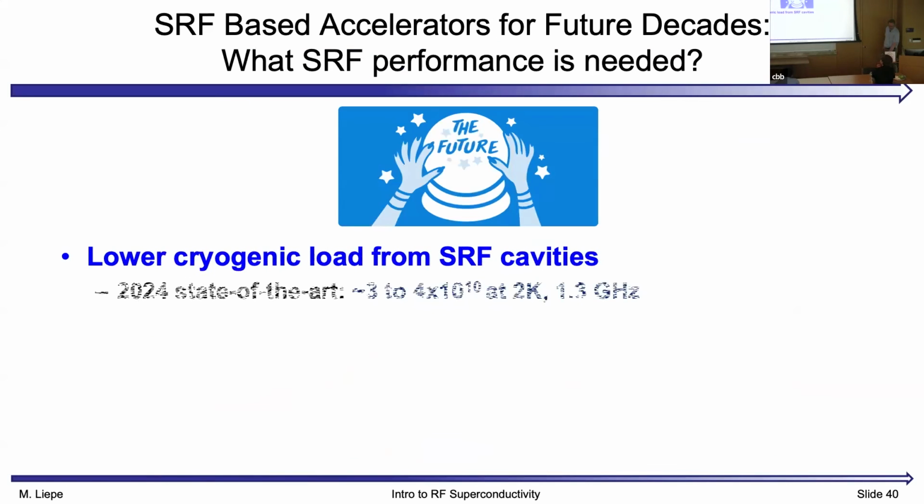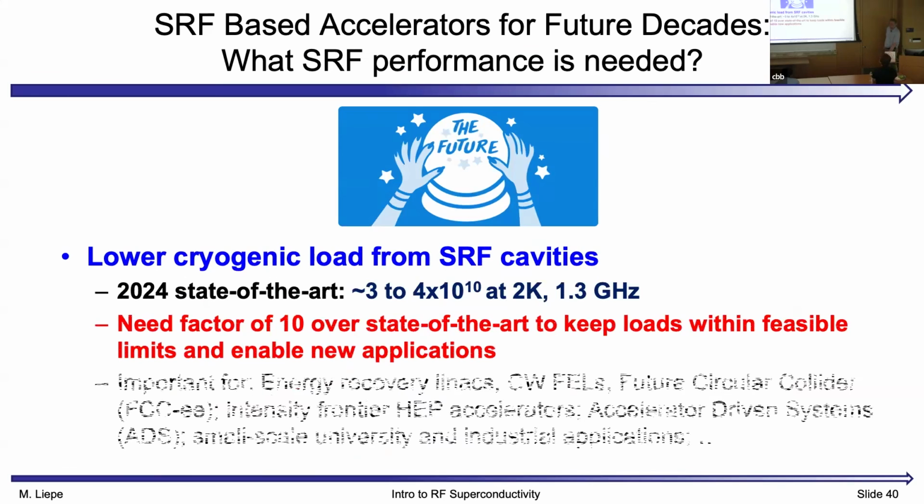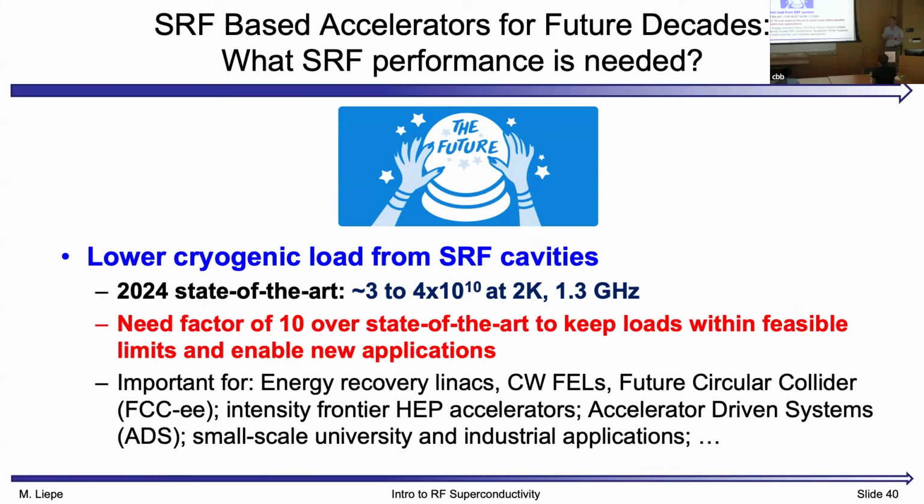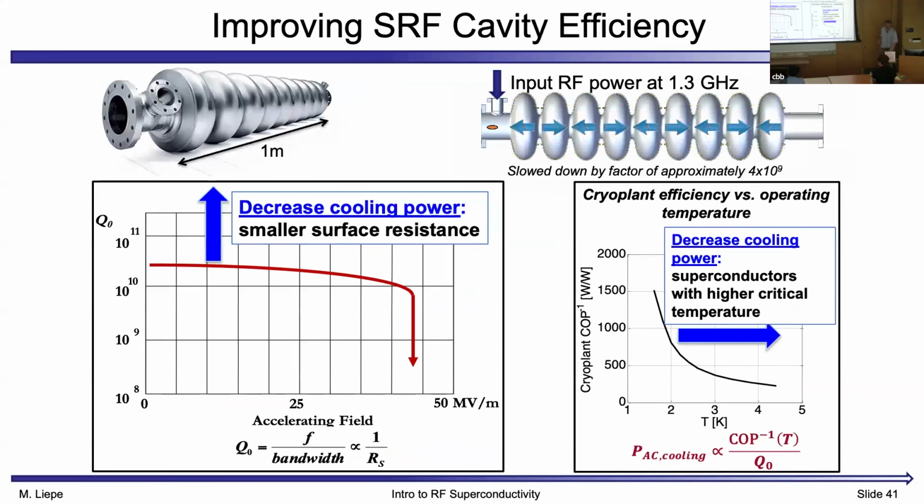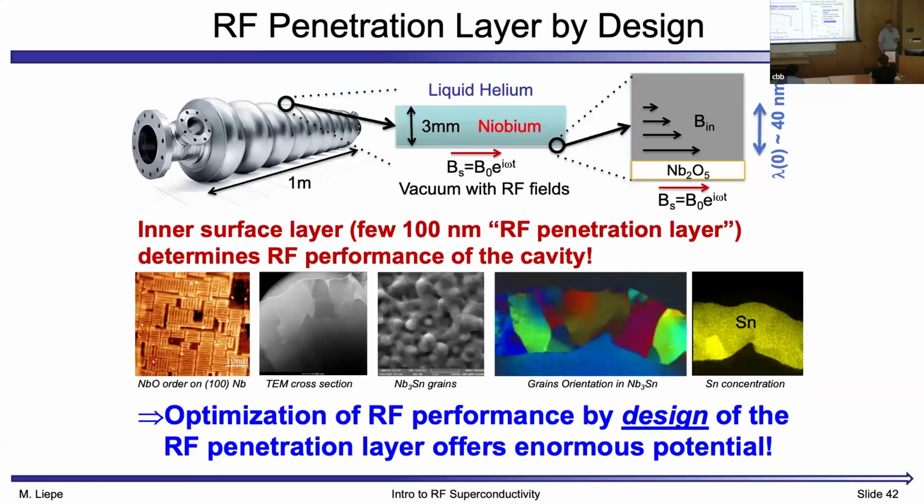For the future, we obviously like higher gradients and especially higher Q, because for many applications the cryogenic plant is just insane. So higher Q will help a lot with making them become reality. As we know, you can get to higher Q by reducing the surface resistance, and you can also reduce power consumption by operating at higher temperature. Either way, it's a good way.